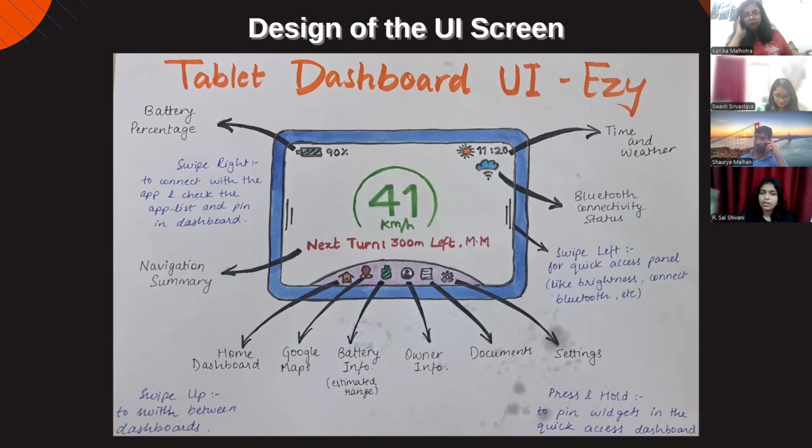We can have a swipe from left to right if we want to connect with the app, check the app list and pin it in the dashboard. We can swipe left if we want a quick access panel like brightness, connecting to Bluetooth, etc. In the main panel, we can have time and weather, which are the mandatory ones. We can have the Bluetooth connection status showing whether the app is connected to the tablet dashboard in the scooter or not. We'll have the battery percentage, which will show the real-time battery status of the scooter.